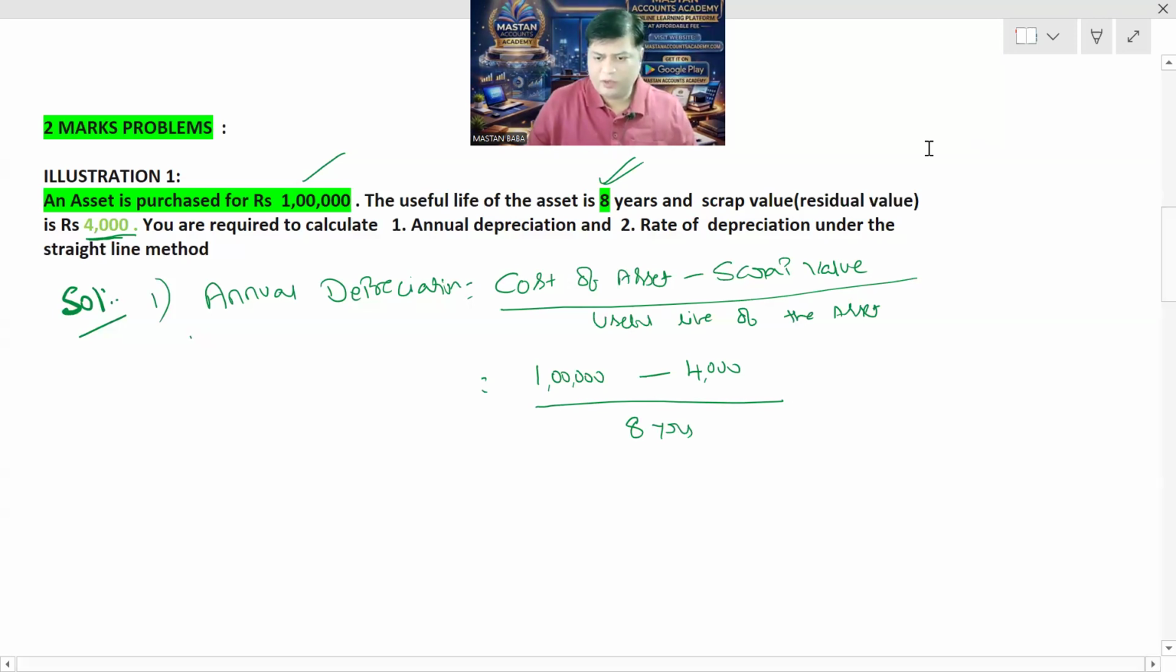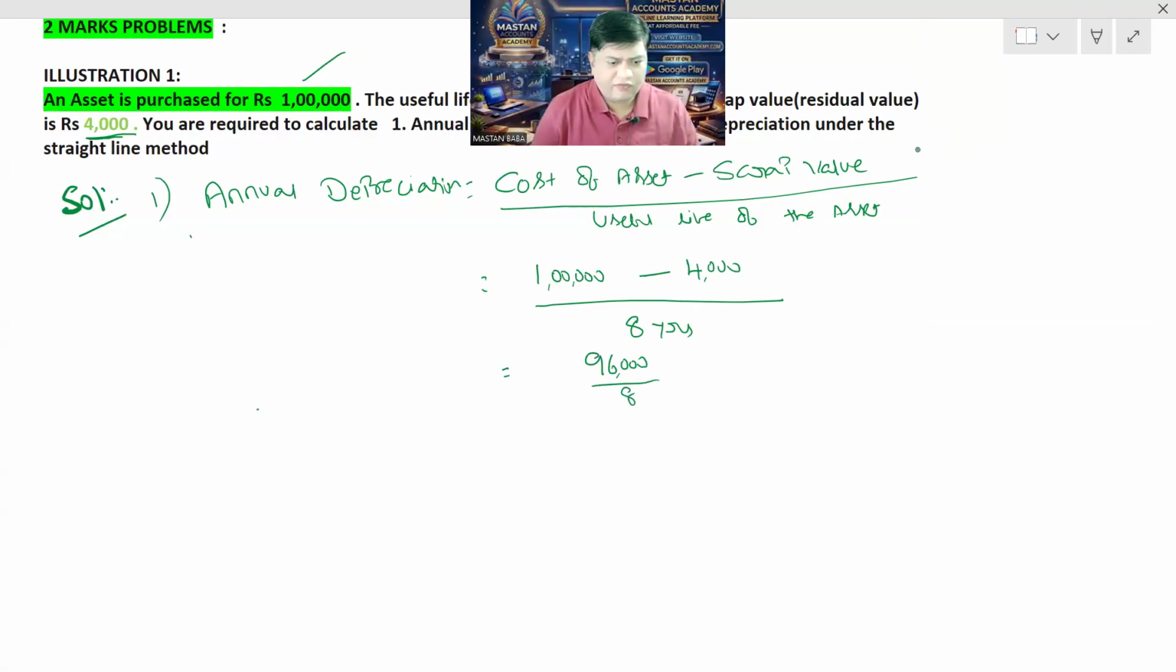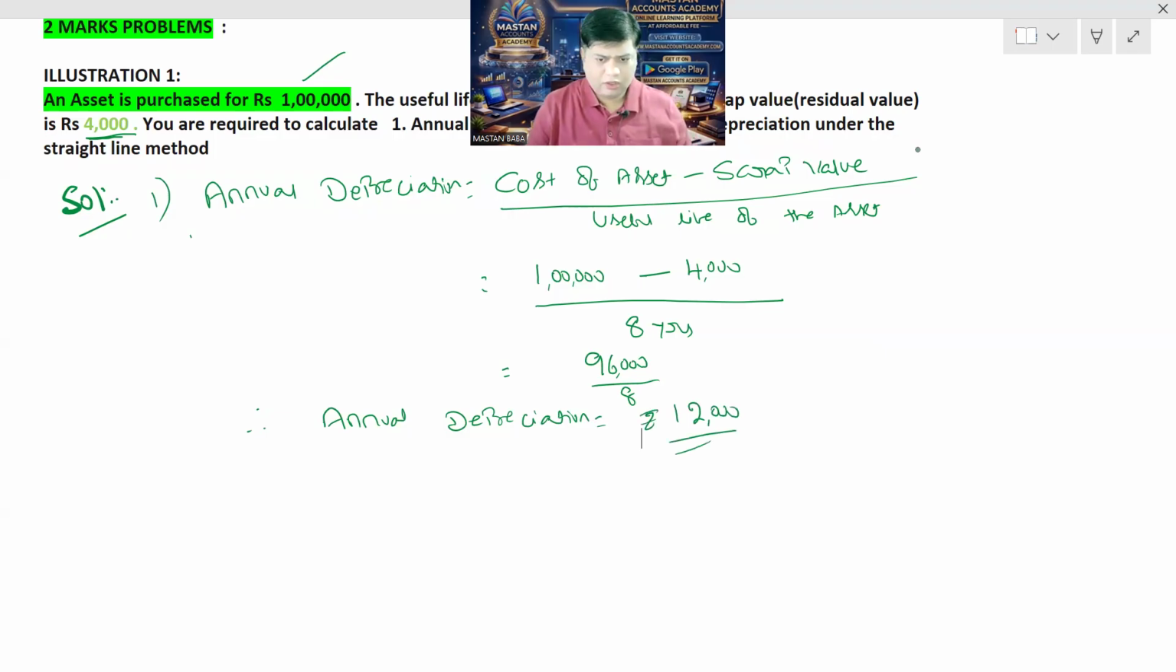Therefore, you'll get 96,000 divided by 8. 1 lakh minus 4,000 comes to 96,000, a very simple problem. 96,000 by 8 is 12,000 rupees. Therefore, annual depreciation is equal to 12,000 rupees.